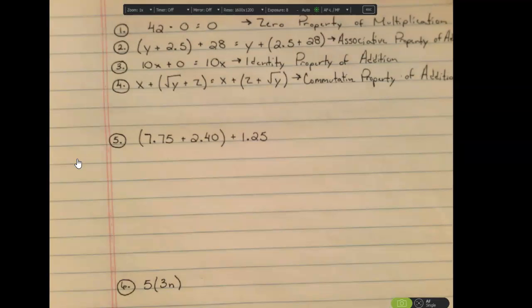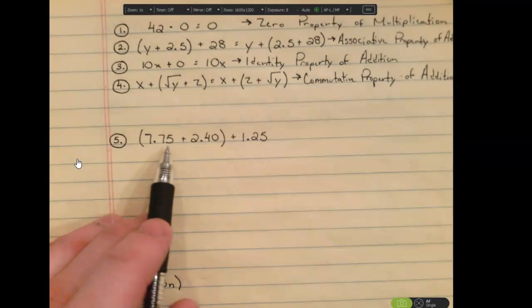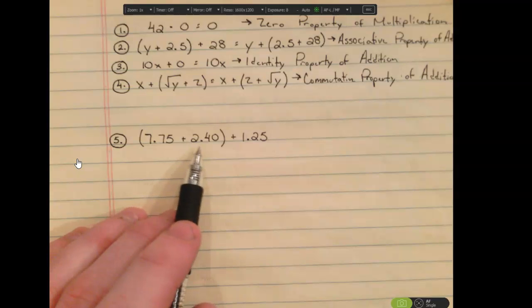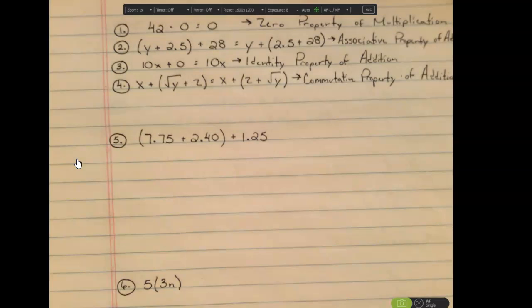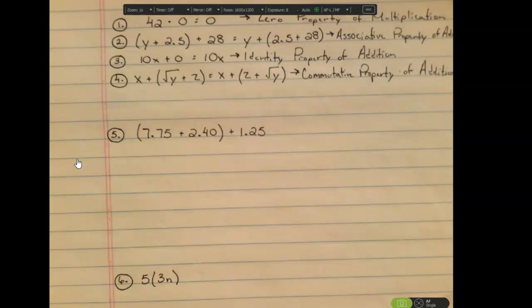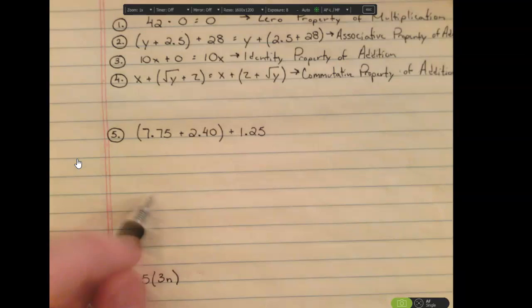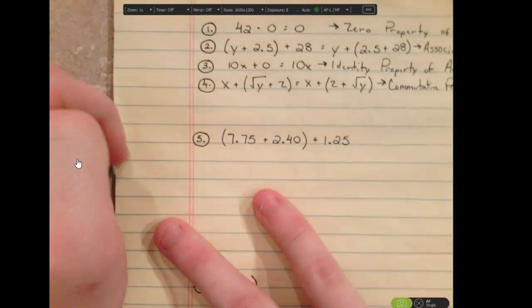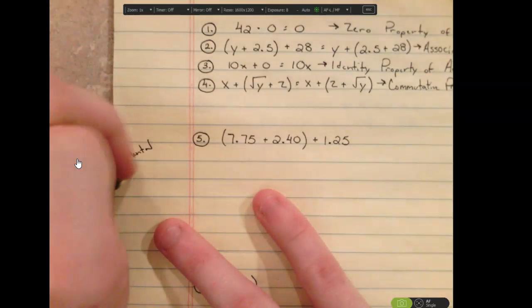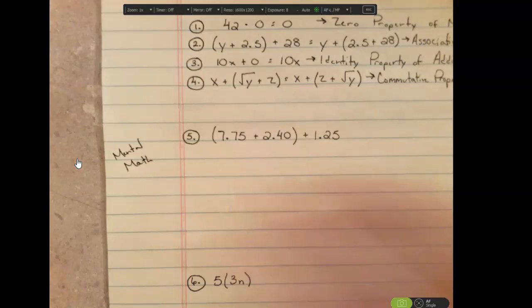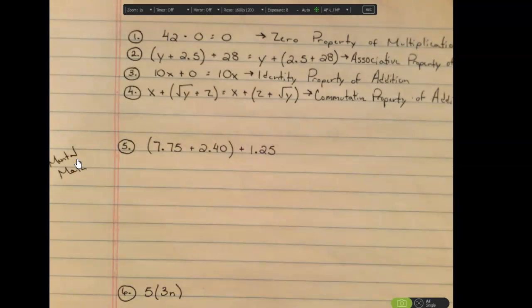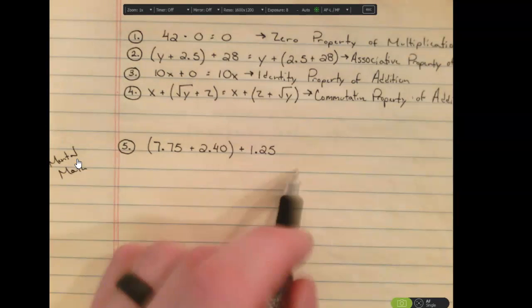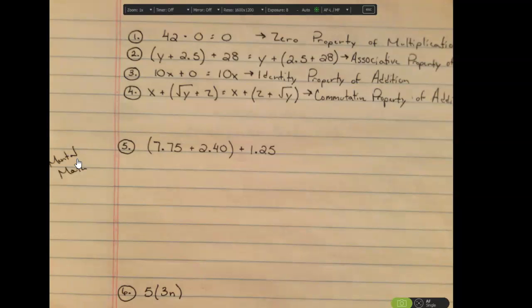So number 5, I start with this problem, (7.75 plus 2.40) plus 1.25. It's important that you have the parentheses, guys, the same way I've got them here on the page. The goal of this, I'm going to write it off to the side, is to solve this problem using mental math. So that means no calculator. As I solve this problem, I also want to be able to identify the different steps that are being used.